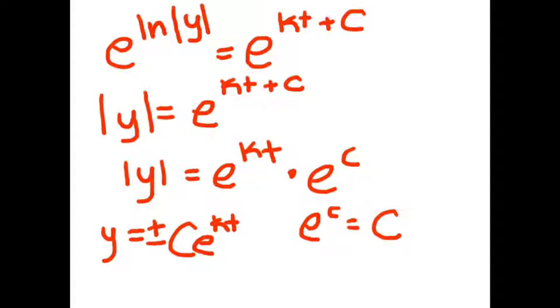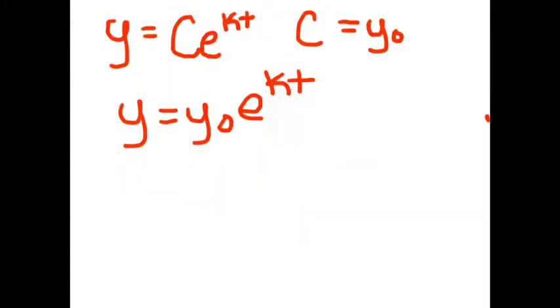So now you have the absolute value of y equals C e to the kt, and when you have an absolute value, it turns into plus or minus. So now you're left with y equals plus or minus capital C e to the kt. Now that you have y equals C e to the kt, you can translate that C can equal y sub naught. So now you have y equals y sub naught e to the kt.